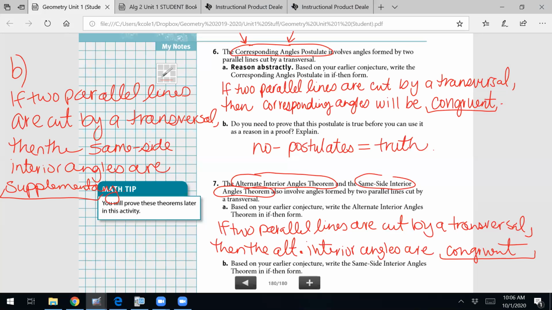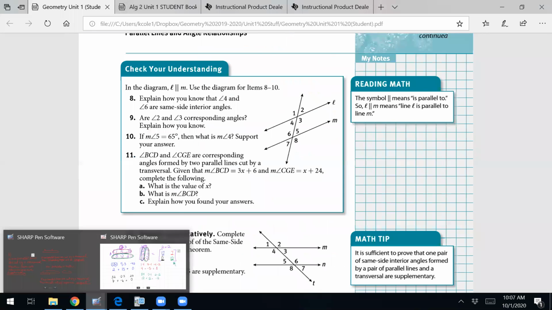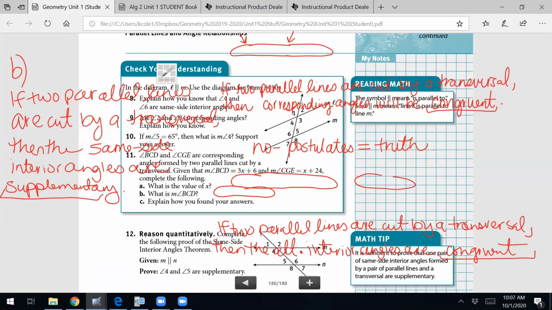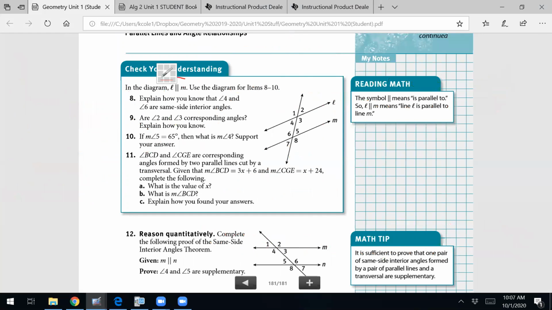Let's look at check your understanding. In the diagram, L, line, M. What does L, line, M mean? That's parallel. This symbol right here is the symbol for parallel. So if you didn't know that, write that down so that now you know that. It's part of what you know. So L is parallel to M. Use a diagram for 1 through 8.